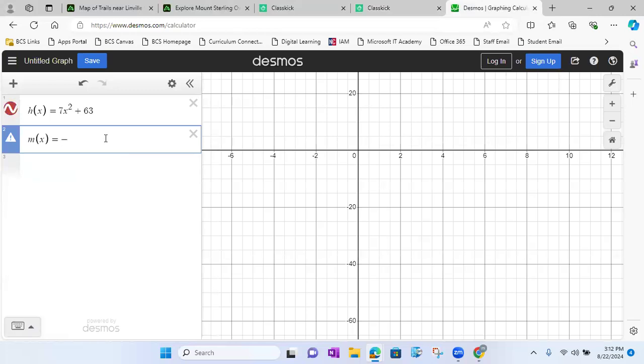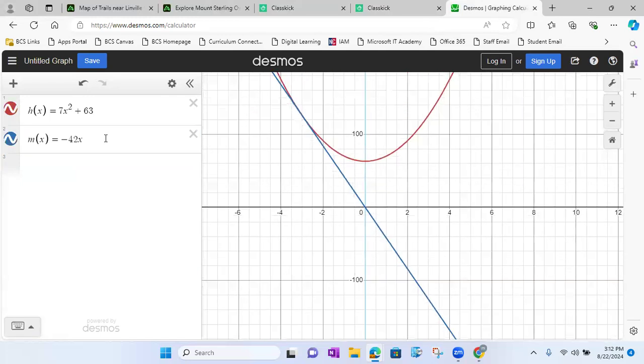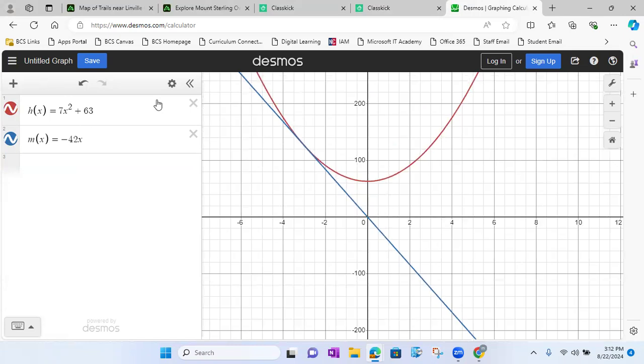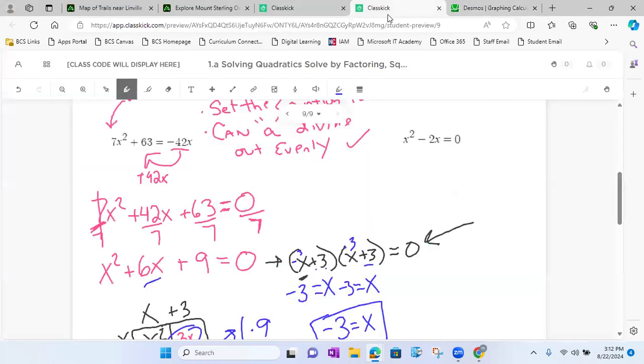And then negative 42x. And then what we're going to do is go find that intersection and see what we get here. So let's see here. If I look for that intersection, the answer is, check it out, boom, negative 3. Yeah, that's what we were looking for, because that is our answer right here in this original box there that we came up with.